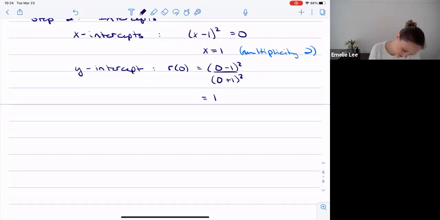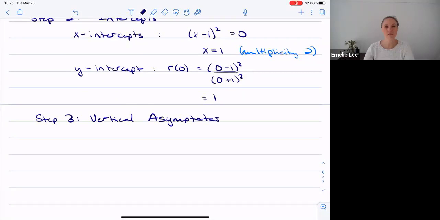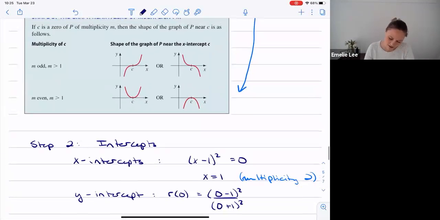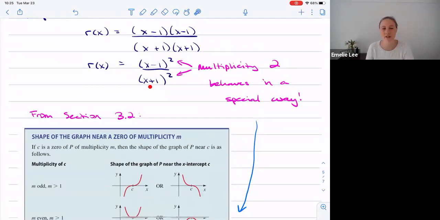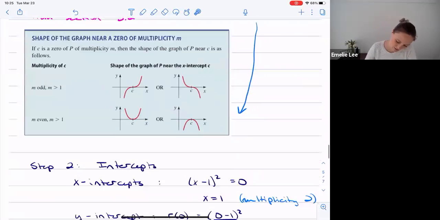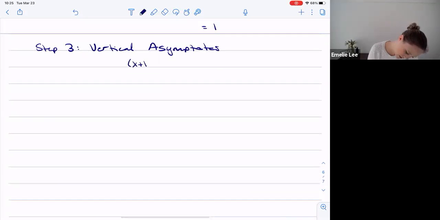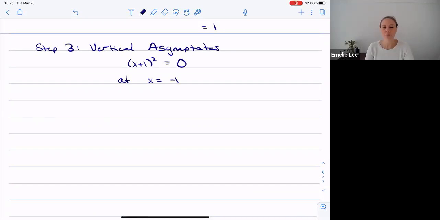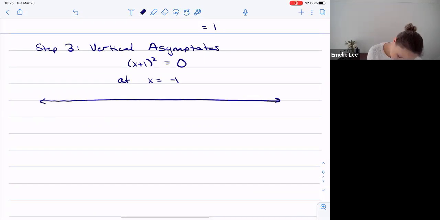Now for our step 3, the vertical asymptotes. Okay. That's where the denominator is 0, right? And again, we have a denominator equal to 0 at negative 1, and that's the only time that x plus 1 squared equals 0, at x equals negative 1. So we only need to check the behavior around negative 1. So here we go. I'll put negative 1 here in the middle. It doesn't matter where you put it.